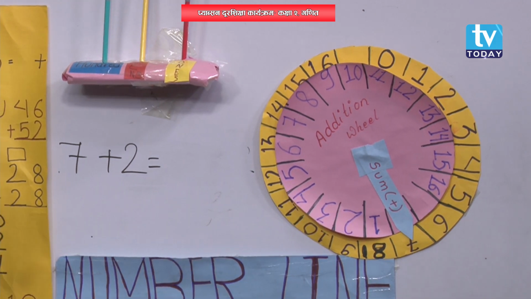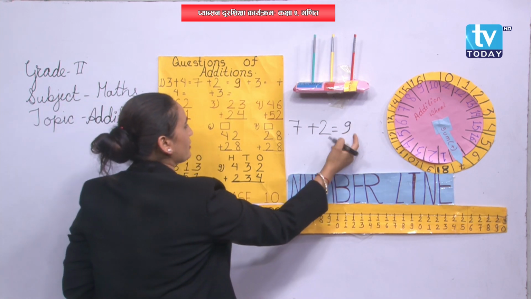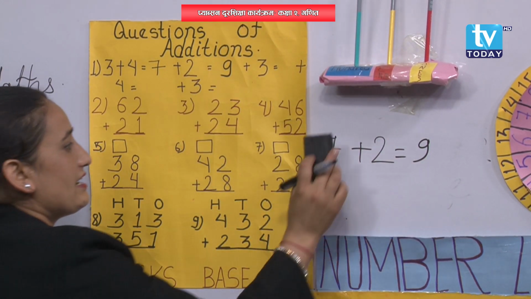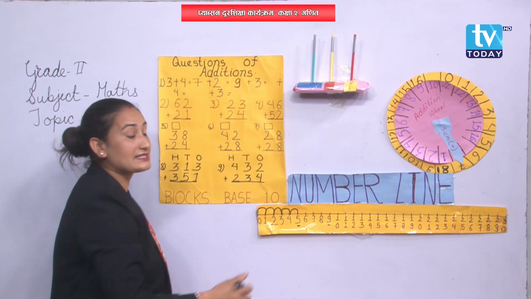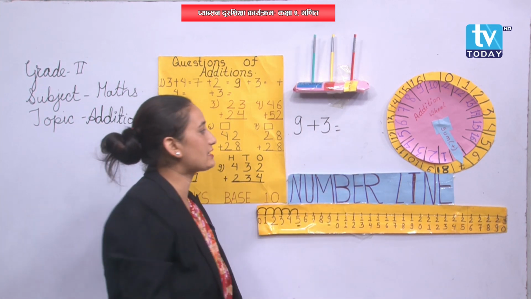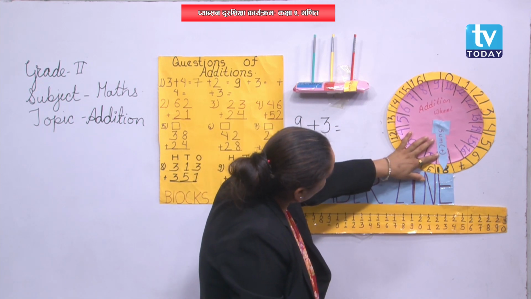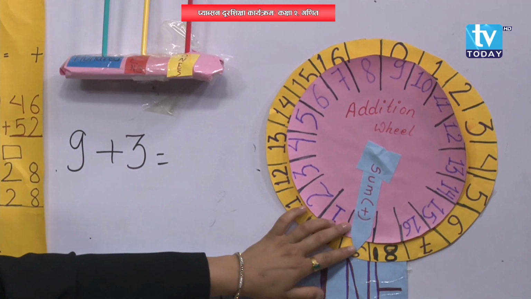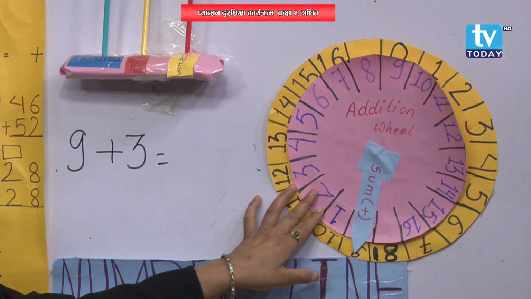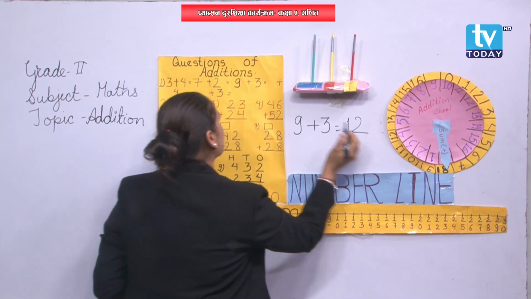Yes, it's 9. Again, this 9 we have to write here. Okay. Now again, 9 plus 3. What will be the answer of 9 plus 3? Can you say me? Once again, let's rotate it. Where are you, 9? I am here. See? 9 plus 3. What is the answer? It's 12. Right? Good. So, write down here 12.